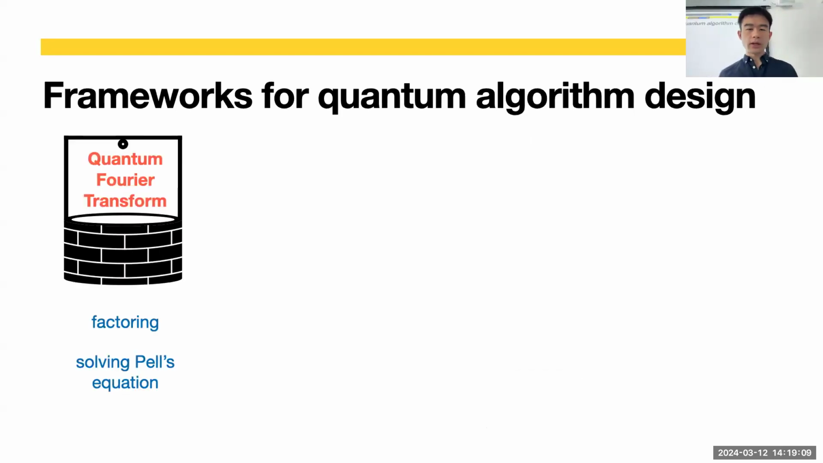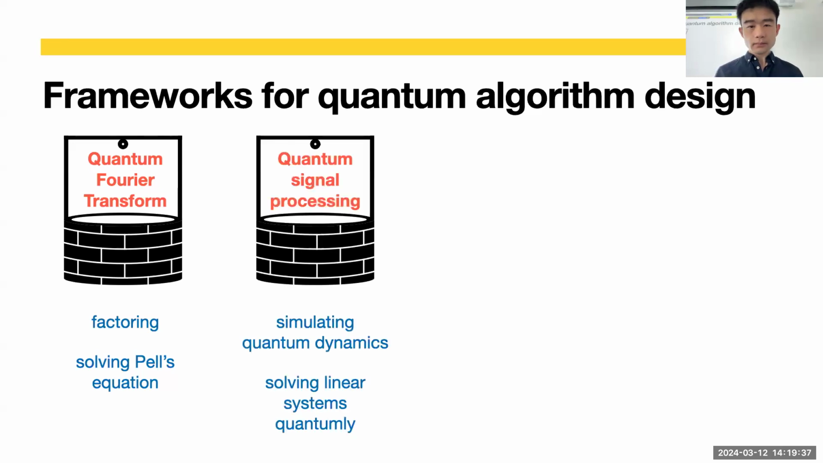So let's see how these problems fit into existing algorithmic design frameworks. Factoring and solving Pell's equation fall under the heading of the quantum Fourier transform. Both of these can be solved using a procedure known as the quantum Fourier transform, one over the integers, which corresponds to factoring, and one over the reals, which corresponds to Pell's equation.